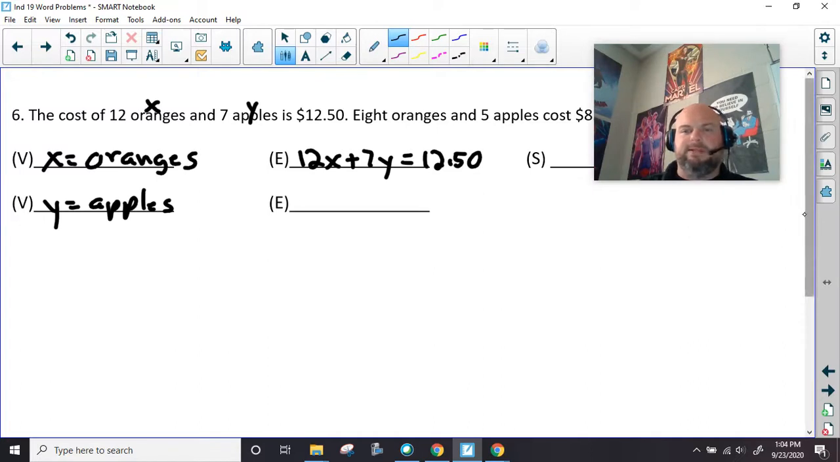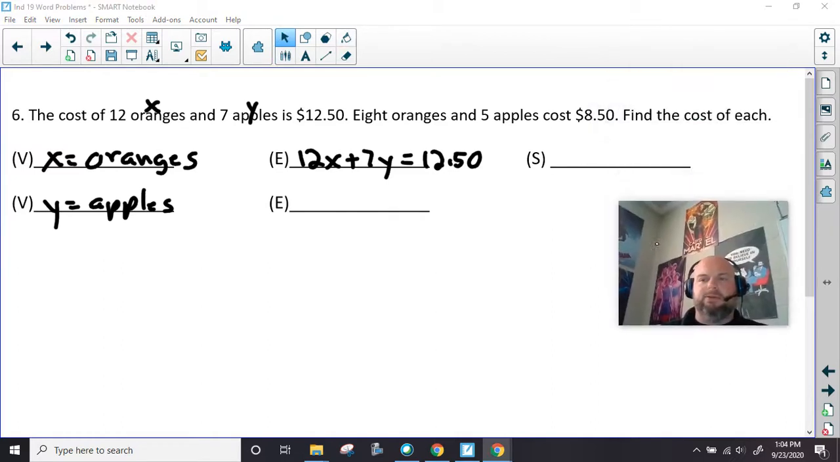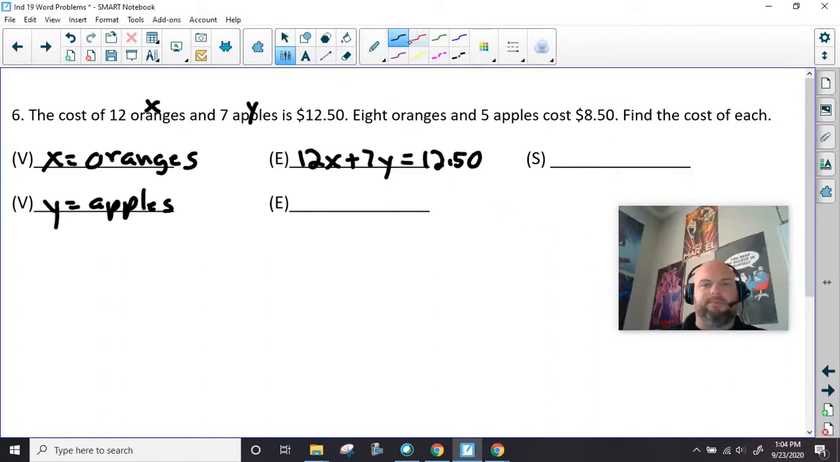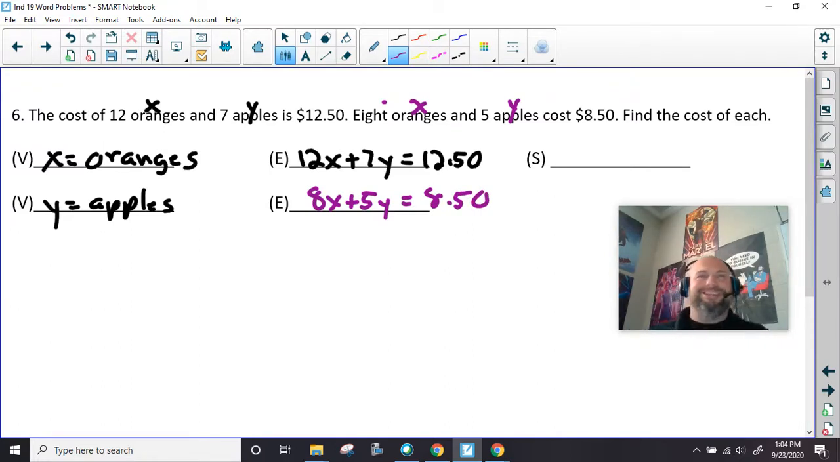All right. Now for this next part, I got to move my face. Okay. So this is 8x plus 5y equals this. Now you're going to get some weird numbers. You can decide what to get rid of. If you get rid of the x's, you're going to have to multiply; their least common multiple would be 24. You could get rid of the y's by 35, but it may not be what you want to do.